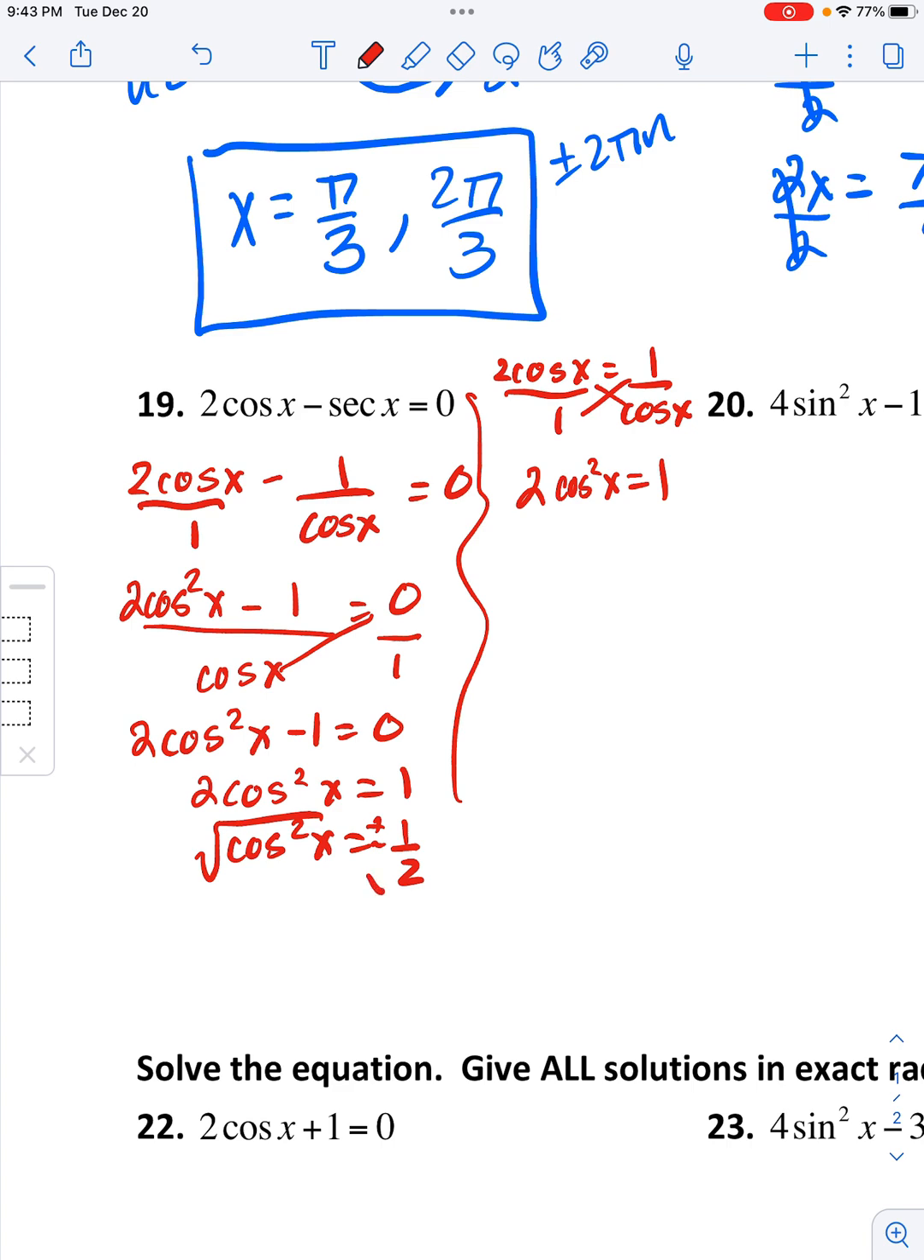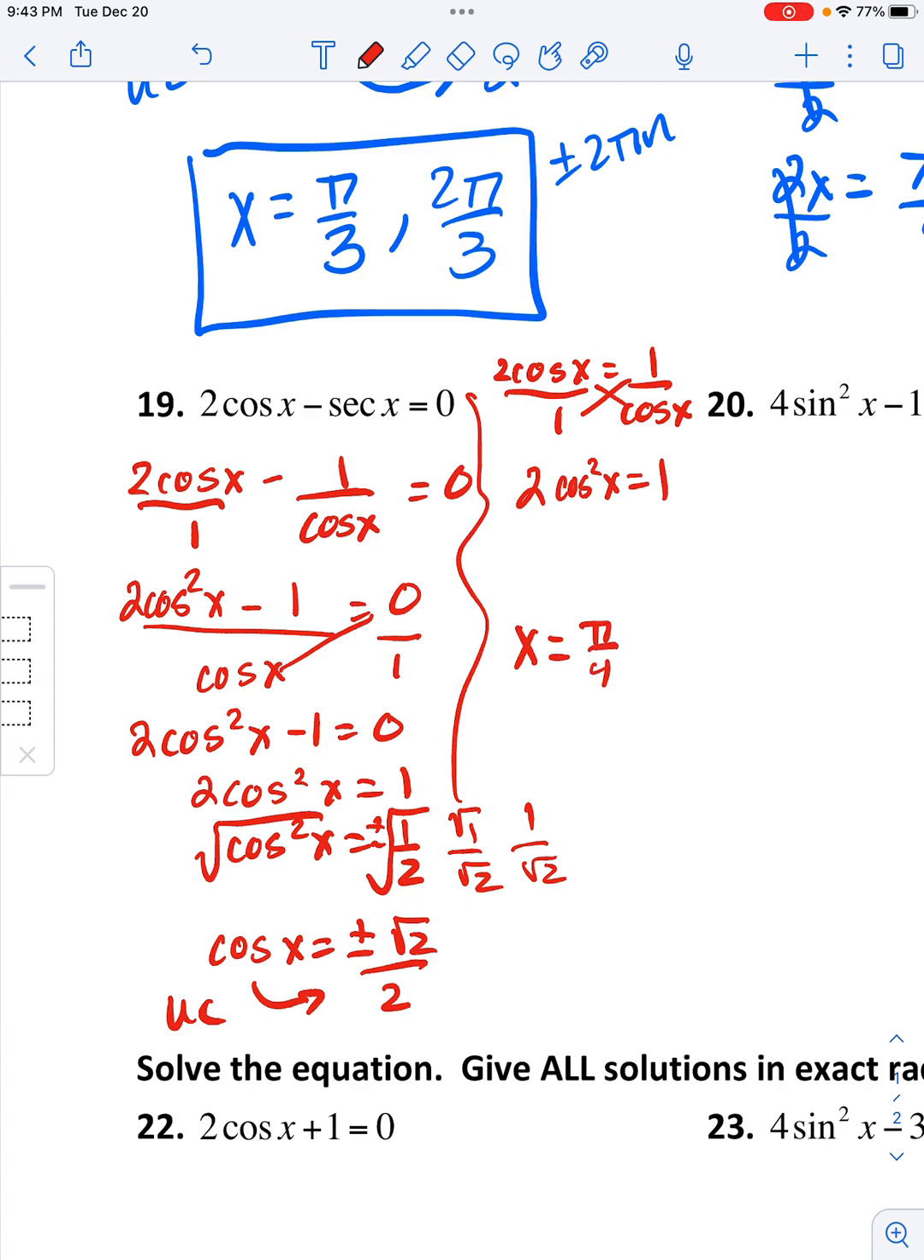And when I'm square rooting, I'm going to introduce that plus minus. So this turns into the cosine of x equals positive or negative the square root of 1 over the square root of 2, which will turn into the square root of 1 over root 2. So rationalizing that, I land here. So this is what I'm going to go find on the unit circle. And so any place that it's root 2 over 2. So that's going to be all of the pi fourths. So I'm going to have 1 pi fourth, 3 pi fourths, 5 pi fourths, and 7 pi fourths. So that is going to be the final solutions.